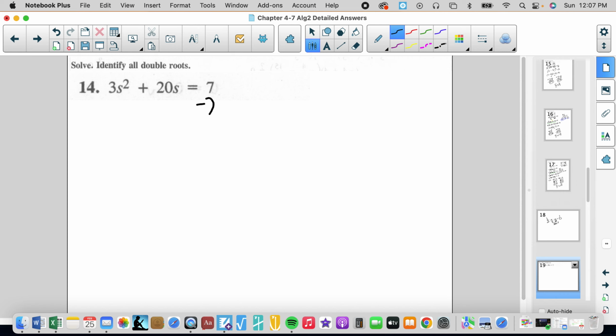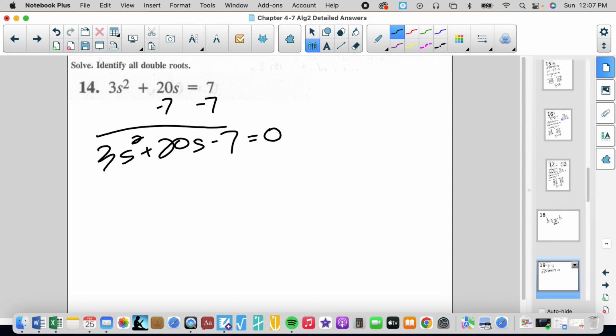Let's subtract 7, that's an ugly 7. Let's rewrite those 7s. 3s squared plus 20s minus 7 equals 0. Common factor, no. A times c, 3 and 7 equals 21. 1 and 21, 2, no. 3 and 7, signs are different because that's a negative. Bigger is positive.